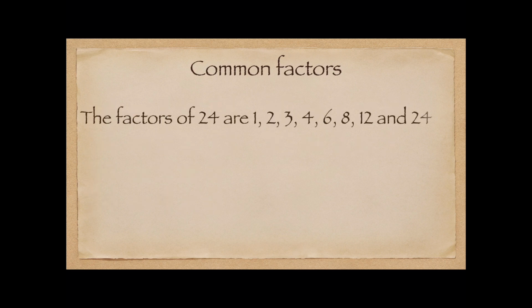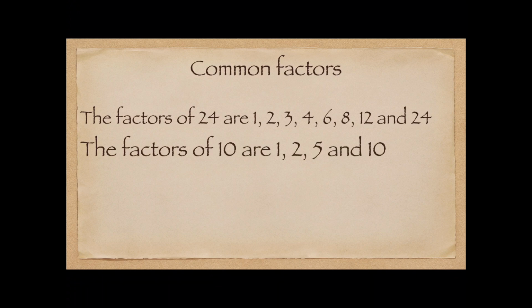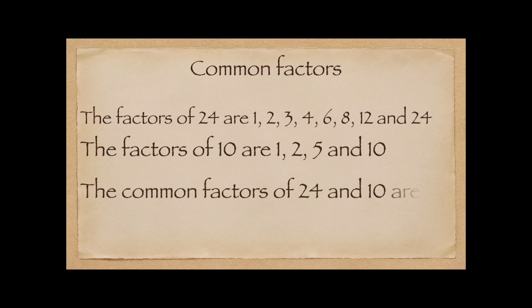So the factors of 24 are 1, 2, 3, 4, 6, 8, 12, and 24. The factors of 10 are 1, 2, 5, and 10. To find the common factors, we need to look at these lists and see which numbers we have in both. We have 1 and 2. So we can say that the common factors of 24 and 10 are 1 and 2.